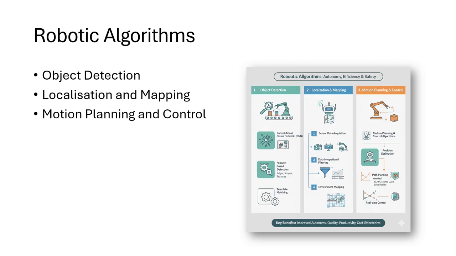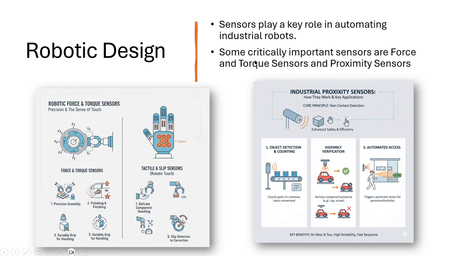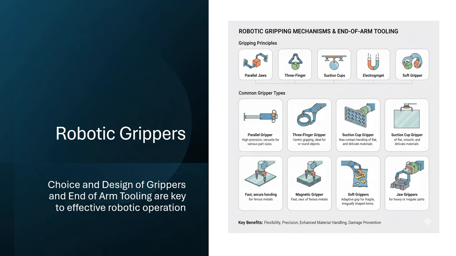Robots are automated using advanced algorithms. Some commonly used algorithms are object detection, localization and mapping, motion planning and control. Robotic design includes advanced sensors used for automation. Some critically important sensors are force and torque sensors and proximity sensors. Robots perform tasks using grippers and end of arm tooling. Choice of grippers and EOAT is critical to robotic design.